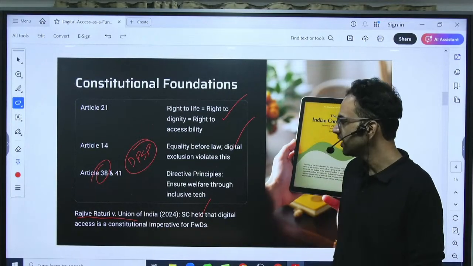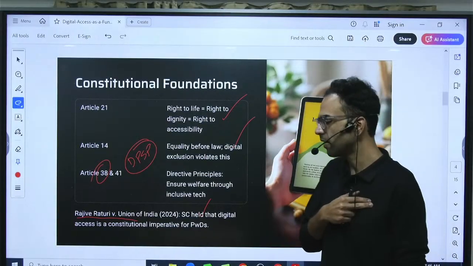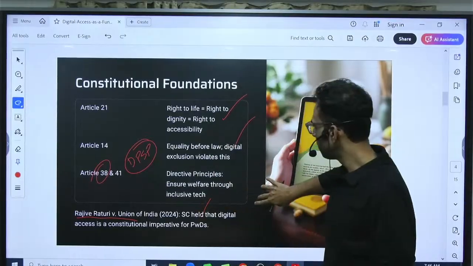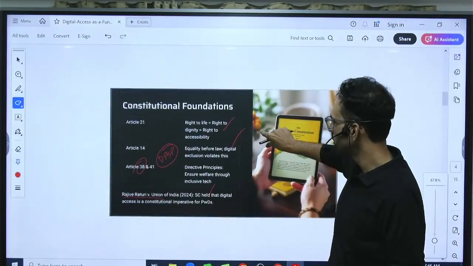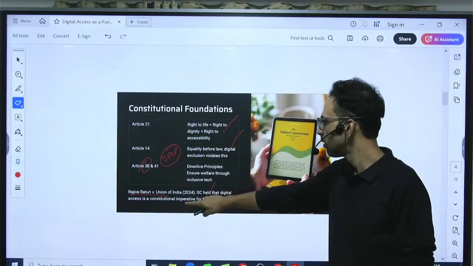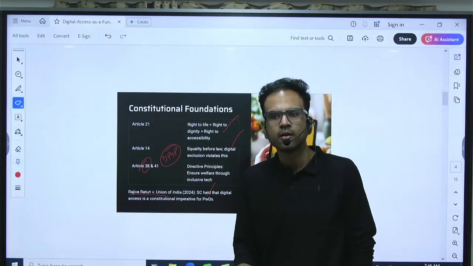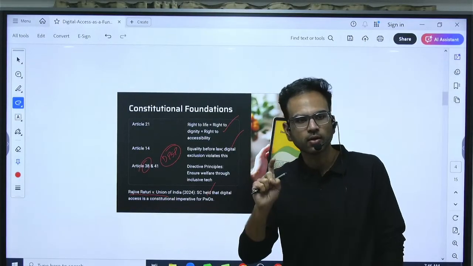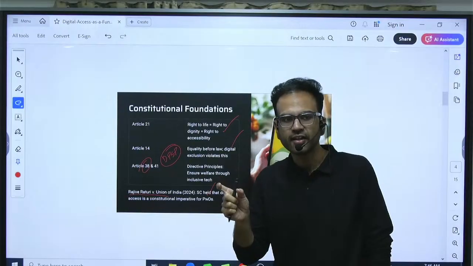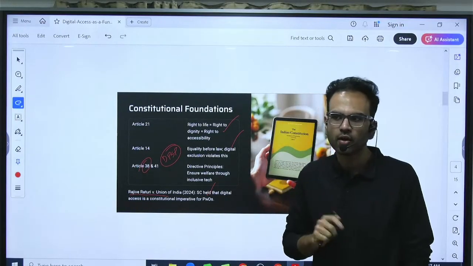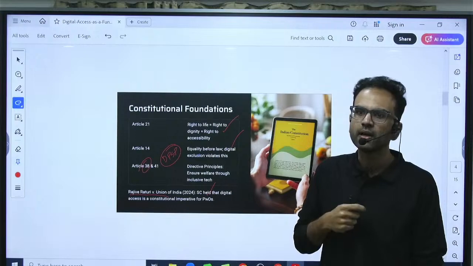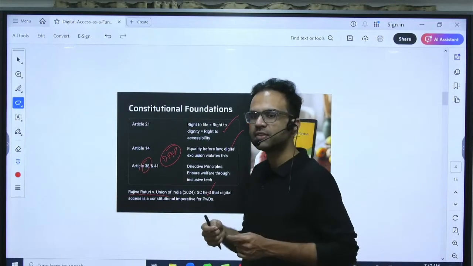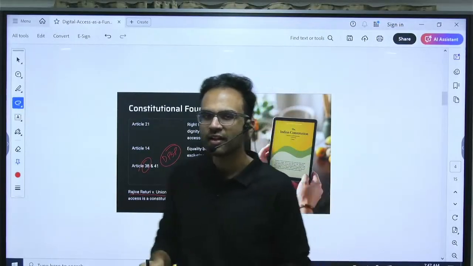Supreme Court held that digital access is a constitutional imperative. What do you mean by this? Constitutional imperative. Because the Supreme Court interpreted this in the light of Article 21. To ensure dignity, without having access to internet or digital services, it will become difficult. Now when I say access to digital services, it just does not mean giving them a mobile phone.